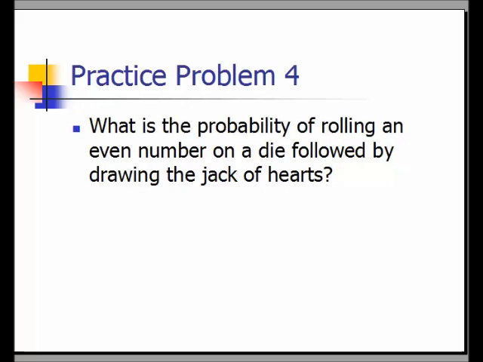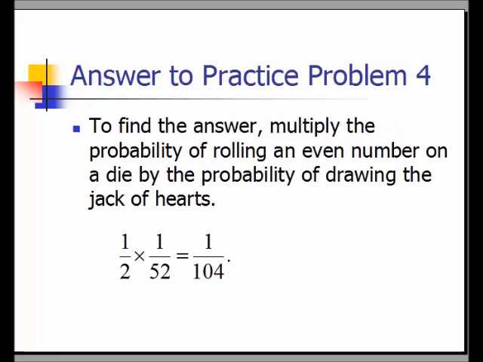Practice problem 4. What is the probability of rolling an even number on a die followed by drawing the jack of hearts? The answer is 1/104. To find the answer, multiply the probability of rolling an even number on a die by the probability of drawing the jack of hearts.